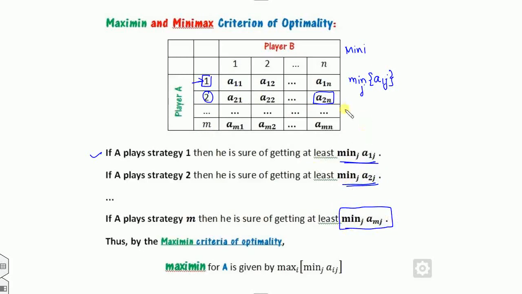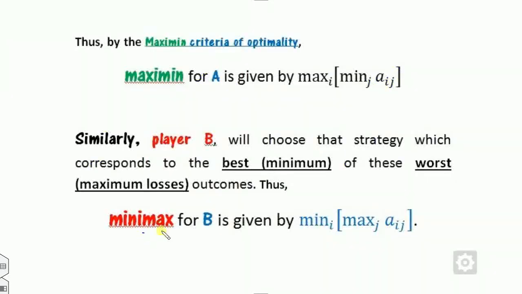And the overall gain for player A is found by taking these minimums and then finding their maximum, that is the maximin. So the maximin is the maximum over i of the minimum of aij. This is the maximin principle for player A. Similarly for the minimax for player B, firstly find the maximum among the columns, and then take the minimum; here aij are there.